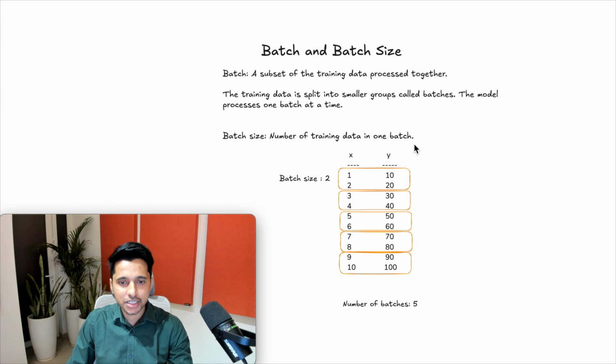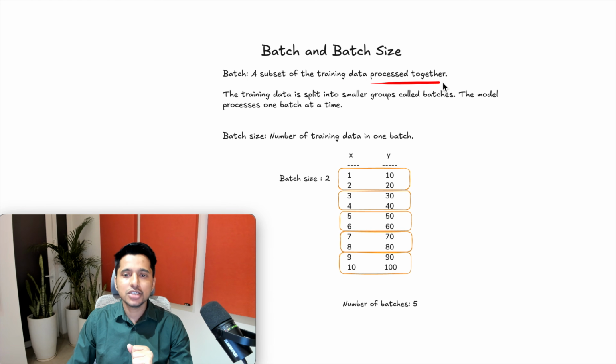So here we have considered that batch size is 2. So it means we will divide the data into multiple batches. If we have decided that our batch size is 2, then in one batch we will keep 2 samples only, right? So this is the first batch. So a batch is a subset of training data processed together.